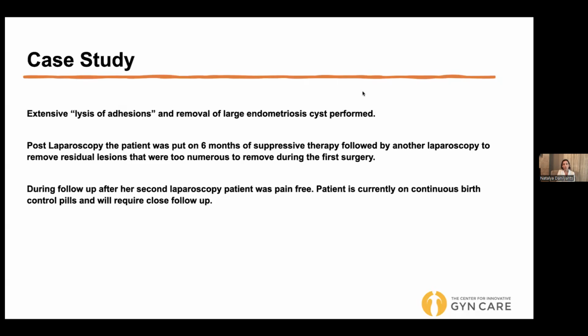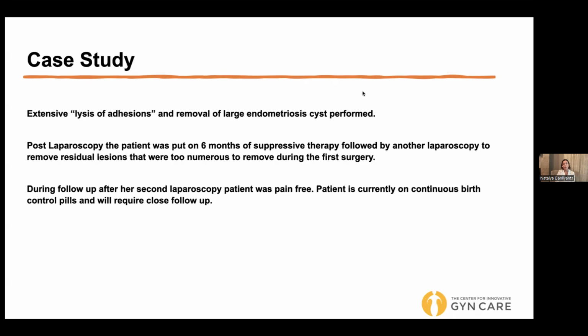So she had surgery. Then she had to have 6 months of suppressive therapy, which is where she was sort of put into menopause with medications. And then she had another laparoscopy to remove any residual lesions, because there were so many lesions throughout the abdomen and pelvis, we couldn't remove all of it on the first surgery. And so the follow-up with her was that she was pain-free after the second procedure.